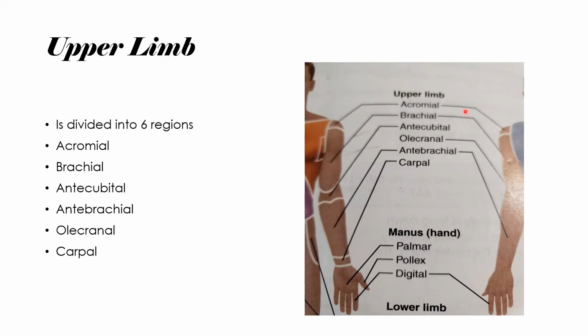Next, we're going to discuss the upper limb. It's divided into 6 regions. First, you have the acromial, which is here, the point of the shoulder. Then you have this large area here, which is called the brachial. The antecubital, which is the anterior portion of the elbow. The antebrachial, which is your forearm. And the carpal, which is the wrist.